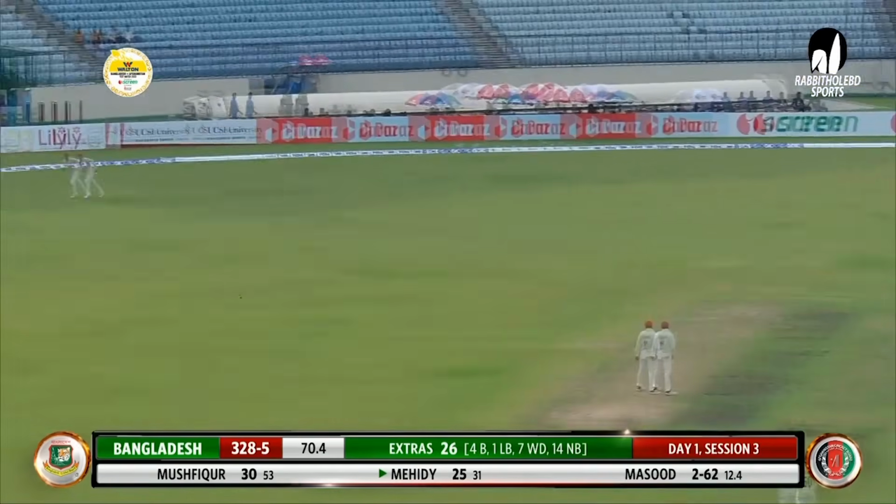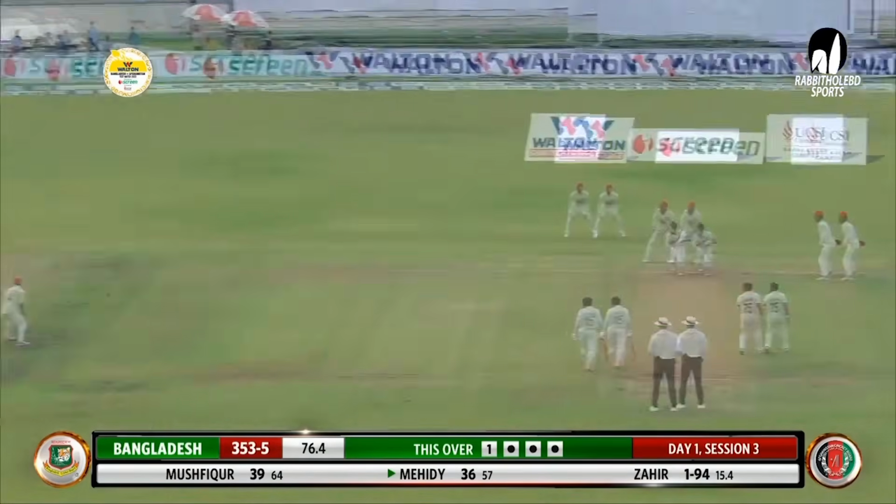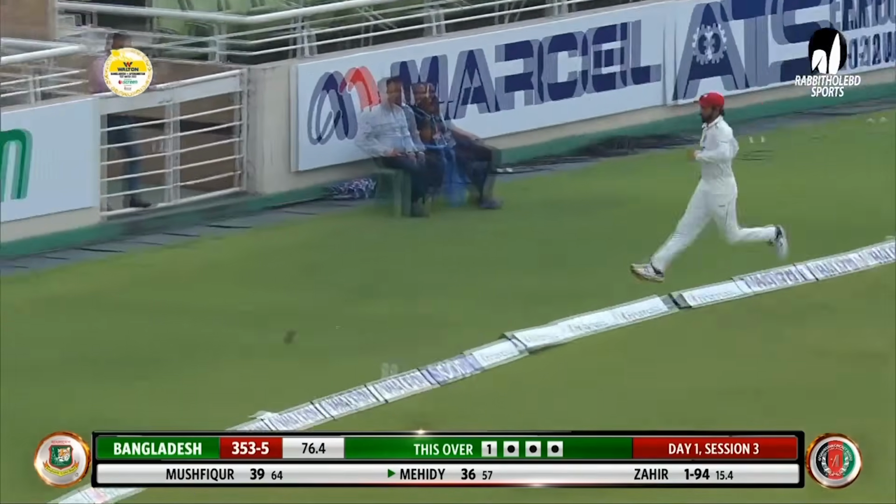Boundary to start off the over. Mehdi Hassan. What a shot. That is a beauty. This one is easier, the half volley, and promptly put away.